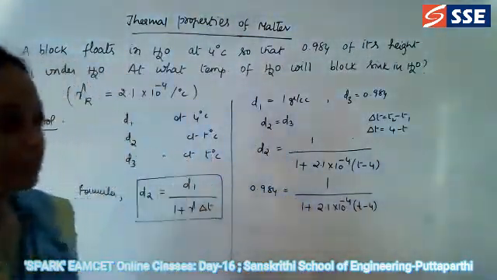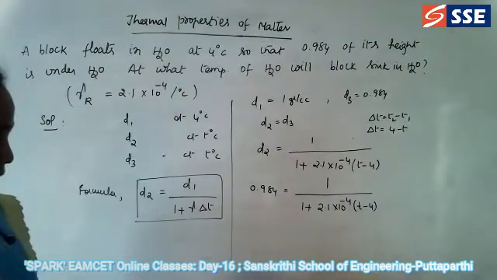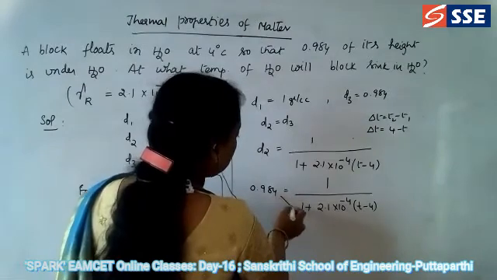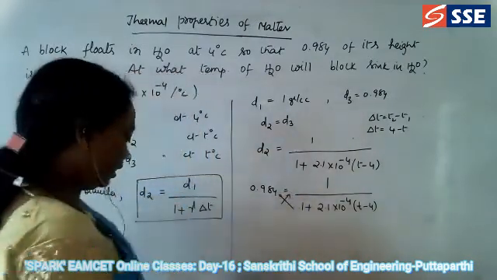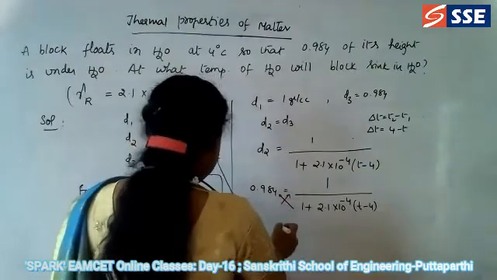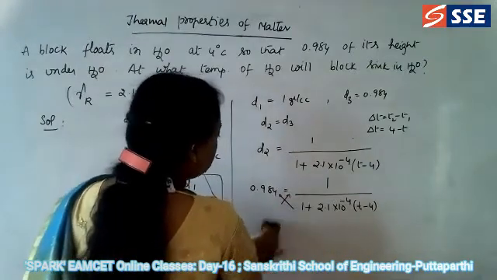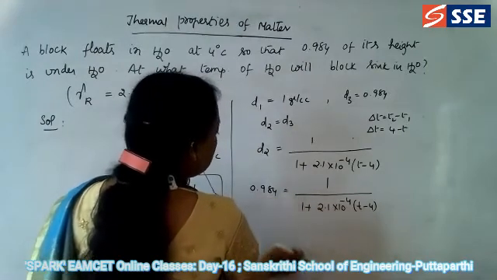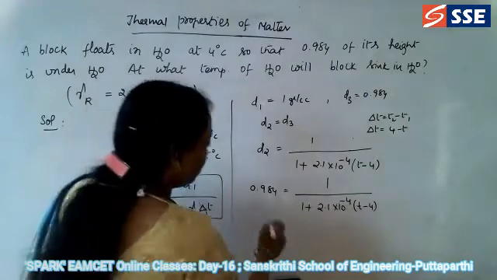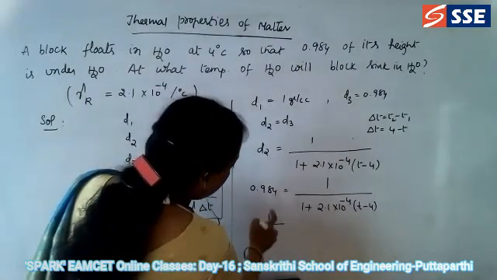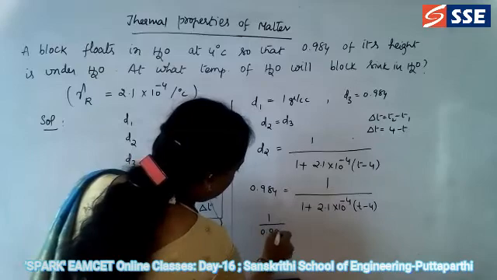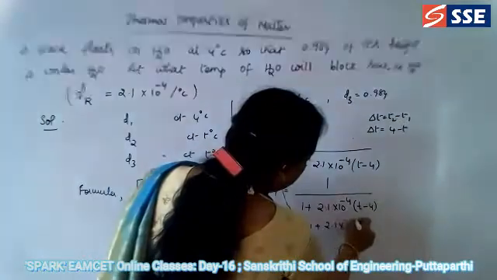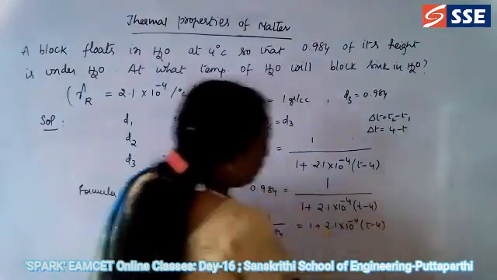Cross multiply and find the T value. If it is difficult to calculate by cross multiplying, you can take the inverse. Inverse means 1 by 0.984 is equal to 1 plus 2.1 into 10 power minus 4 into T minus 4.